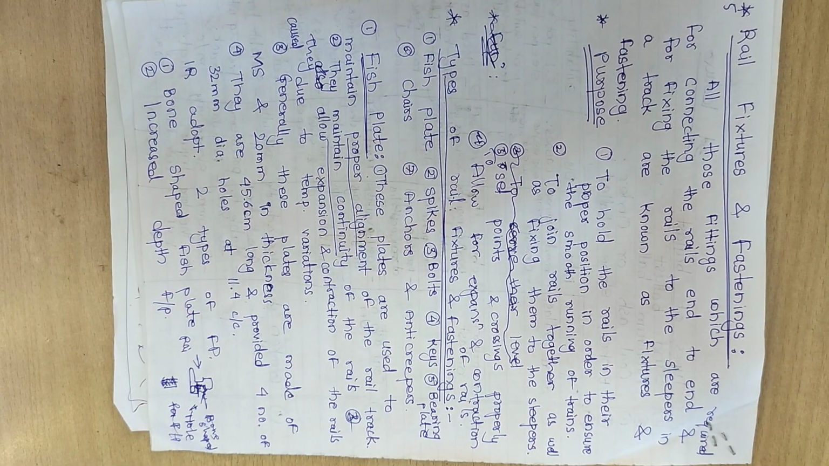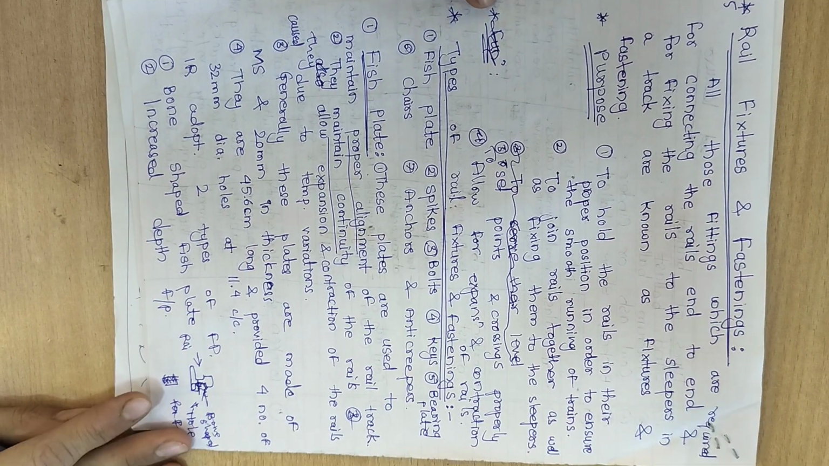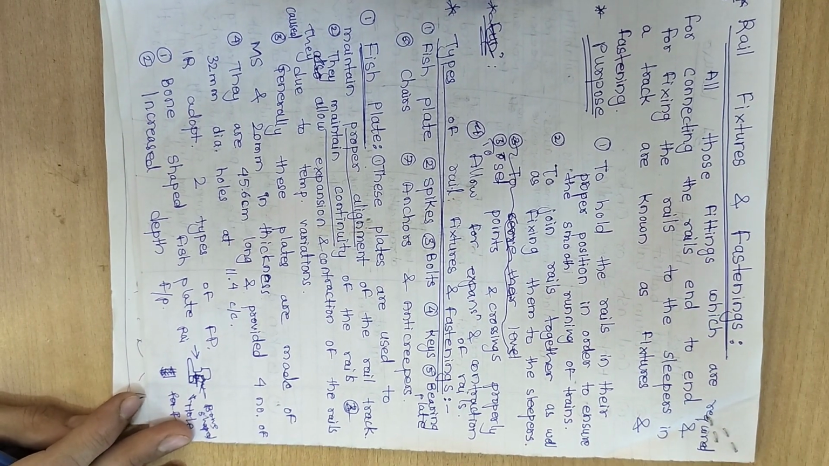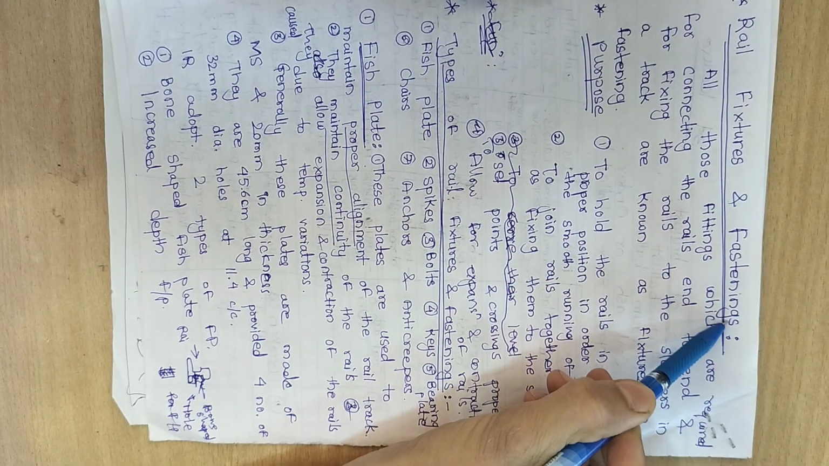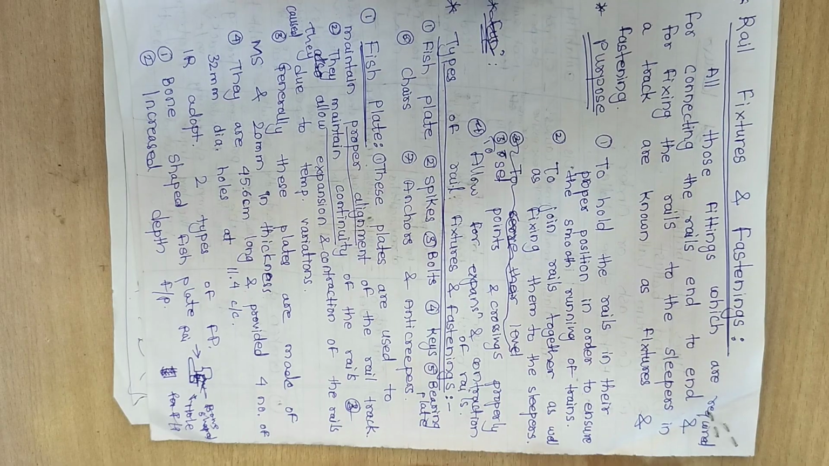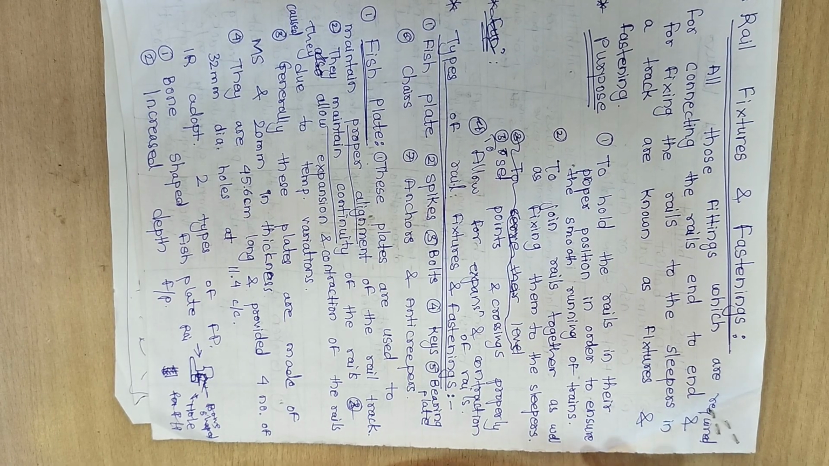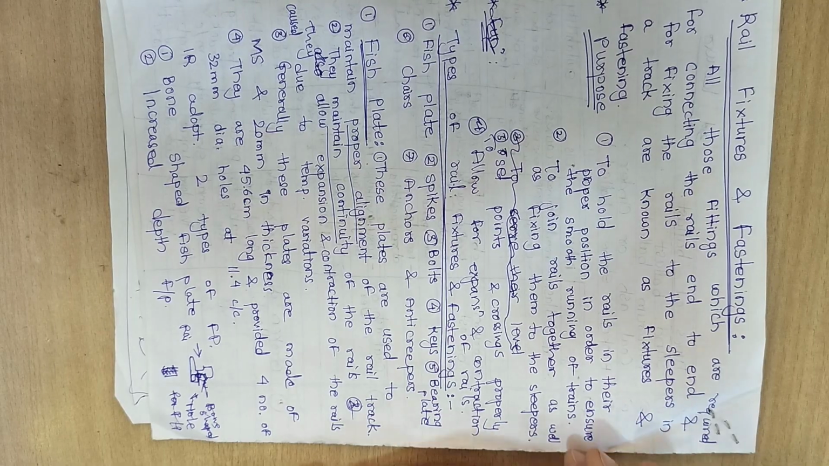Hello students, in this lecture we will cover our new unit, that is rail fixtures and fastenings. Rail fixtures and fastenings are nothing but the devices which are used to connect one rail to another rail, or rails to the sleepers. So these are very important components of our railway track.